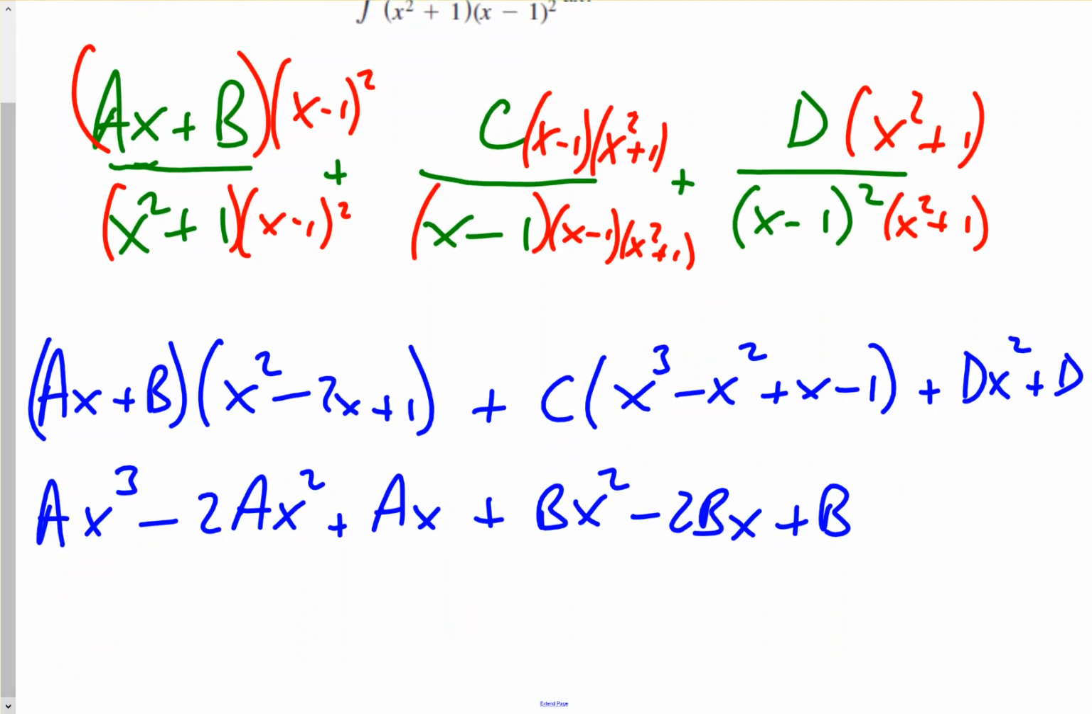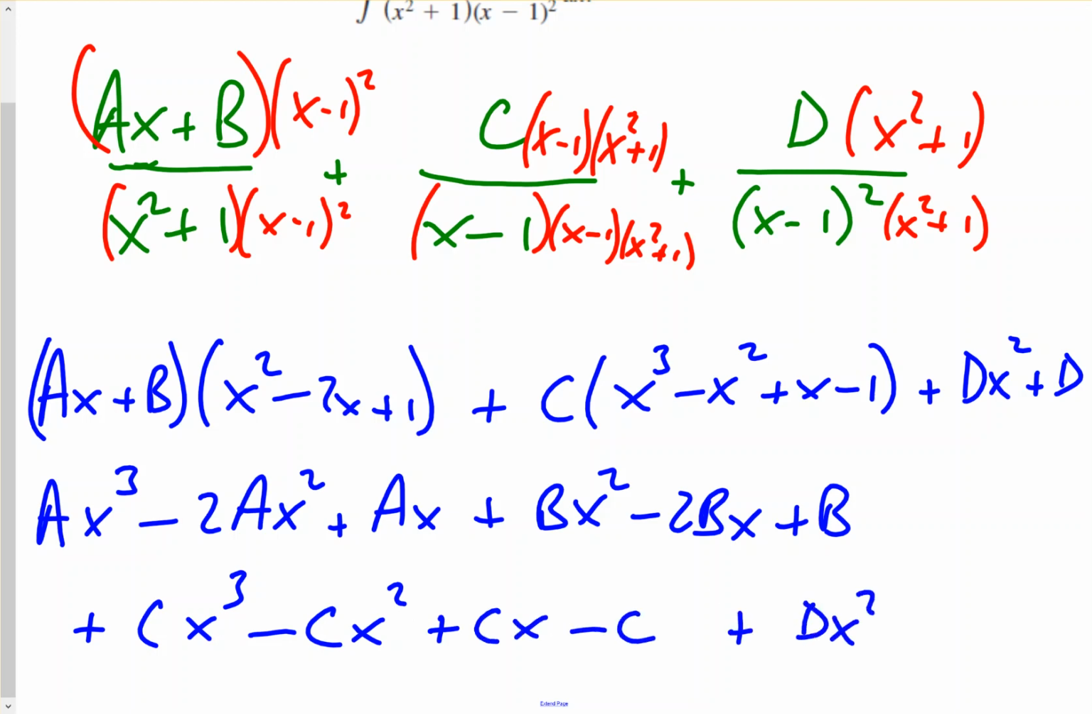Okay, distribute the c into its parentheses. So we have plus cx cubed minus cx squared plus cx minus c, and then we have the dx squared plus d. Okay, so we'll group together the x cubes.